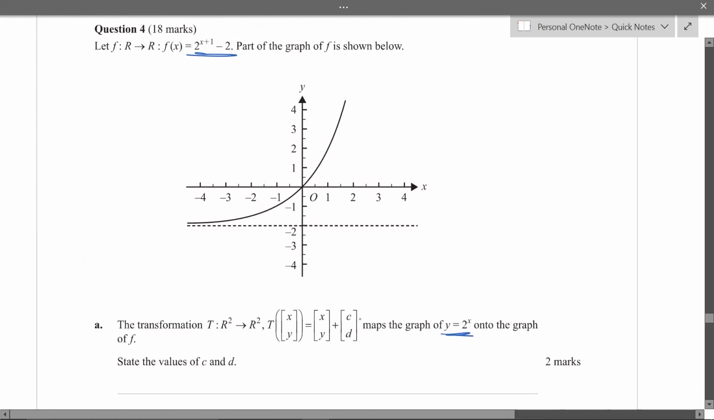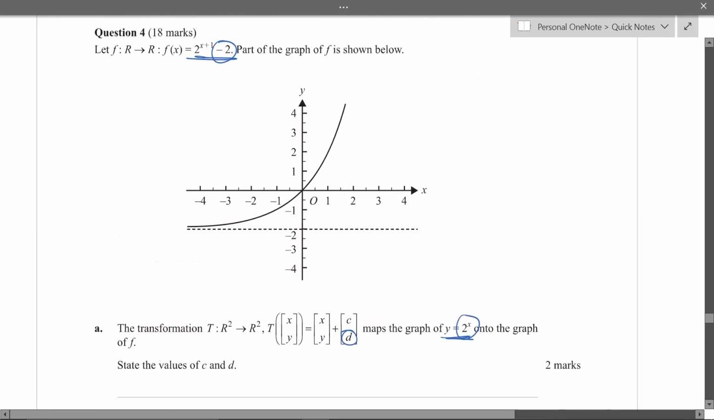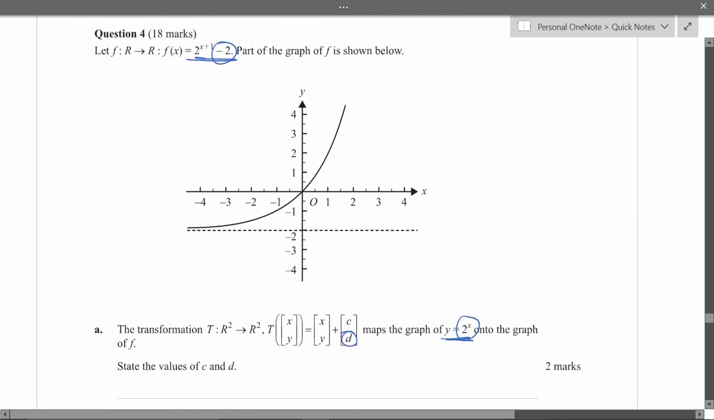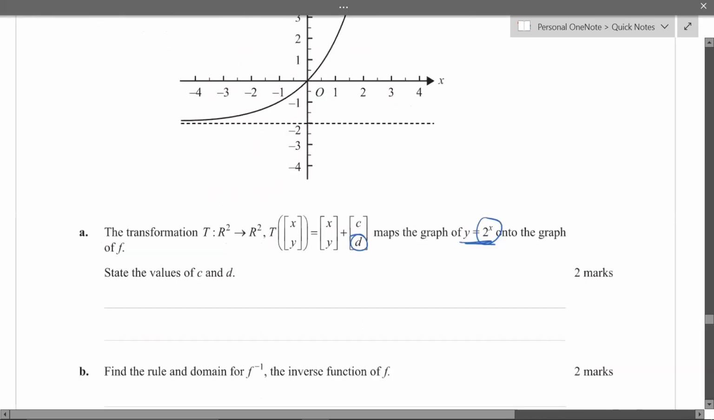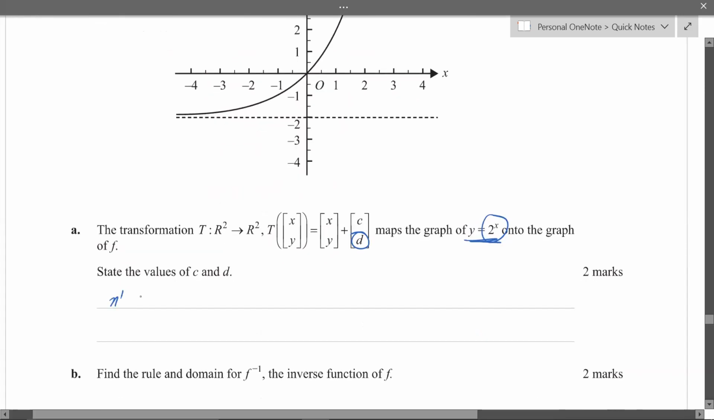You could just say, this has been translated 1 to the left of this function, so c is negative 1, and this has been translated 2 down, so d is negative 2. If you're comfortable with transformations, you can just do it like that, but if you get mixed up, I get mixed up, so I always write a calculation. So I'm just expanding the matrix here, and then you rearrange it to find x dash, y plus d, and then y equals y dash minus d. So you have the clean x and the clean y.